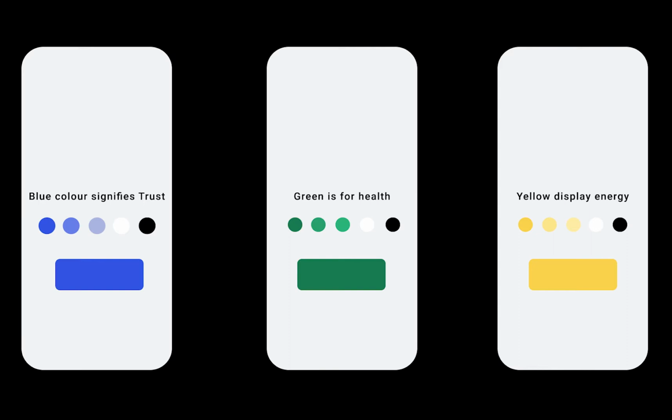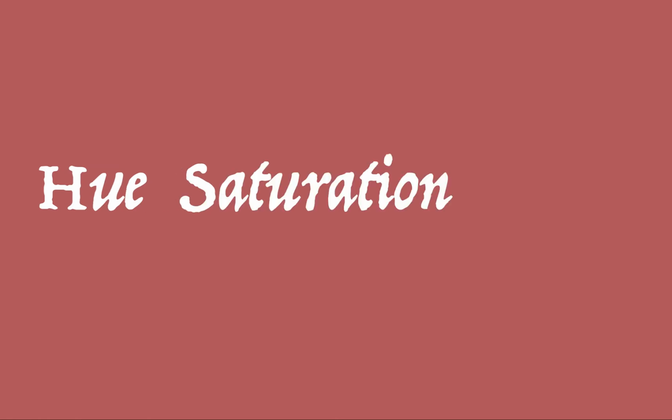So color basically combines three values: hue, saturation, as well as value. Hue basically means the color, any single color you want to decide. For example, red, blue, green, black, yellow, orange. All of this comes under hue.